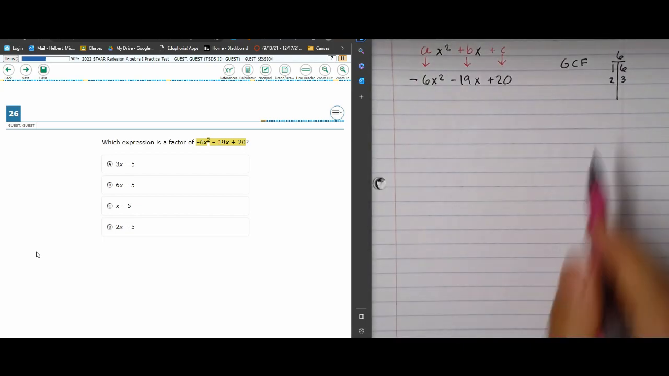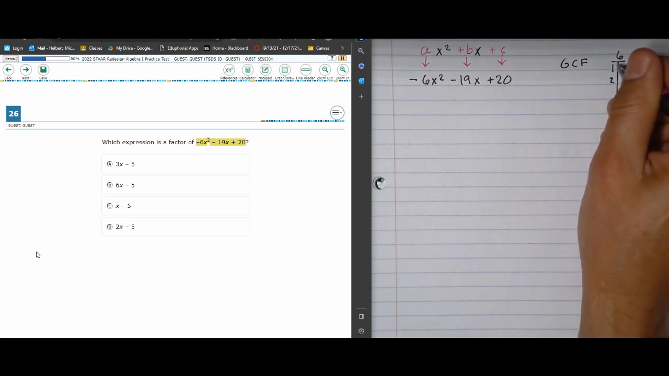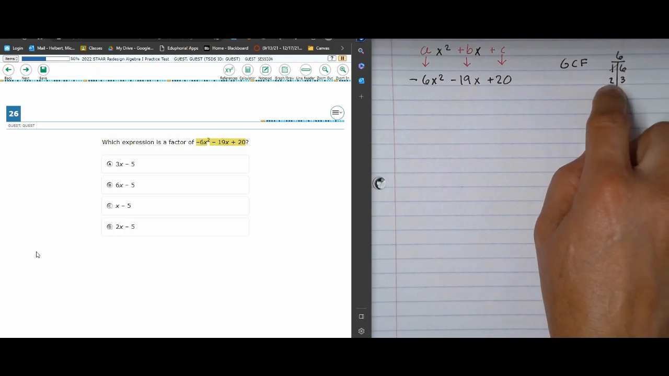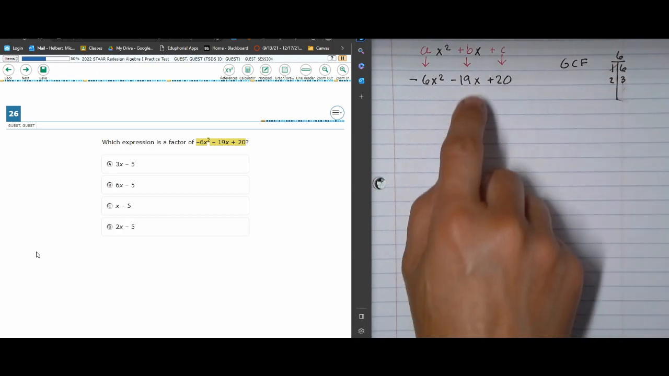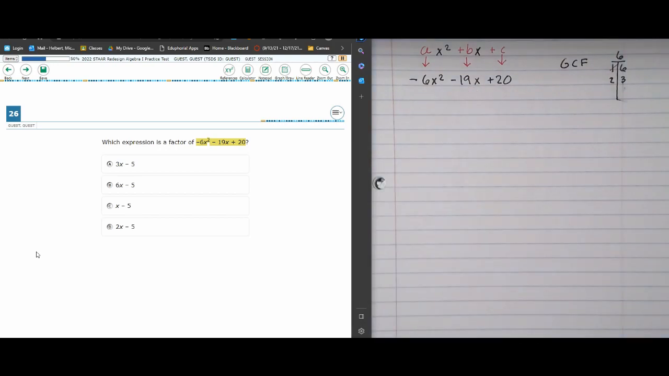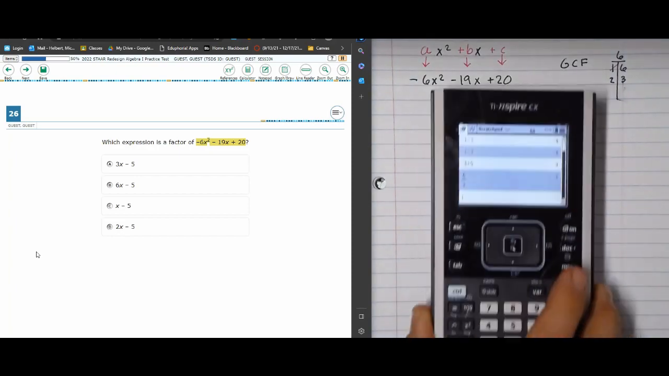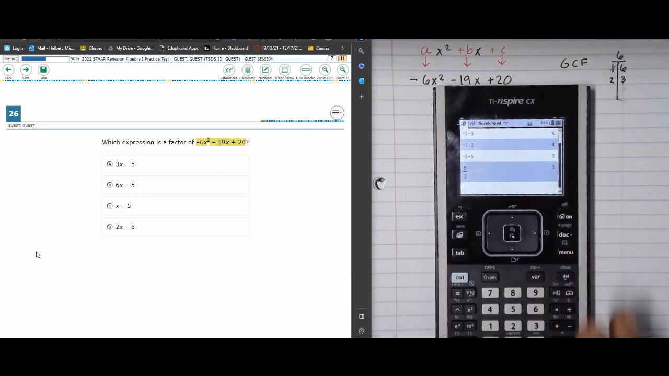Now remember that when we're looking for GCF, we never want to use 1 as one of our factors. We just want to see, can the other numbers that are factors go into our middle term? And if none of them can, there's no GCF and we can move on to the next step. So let's just check it. Our middle term is negative 19, so I'm going to put in negative 19. I'm going to divide that by 2. Notice I got a fraction, so it didn't work. So we can eliminate that possibility.